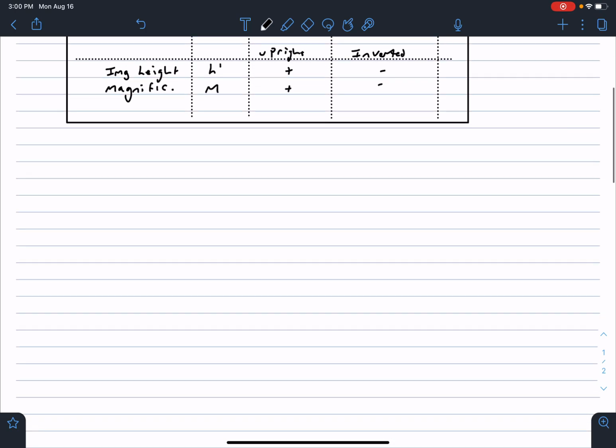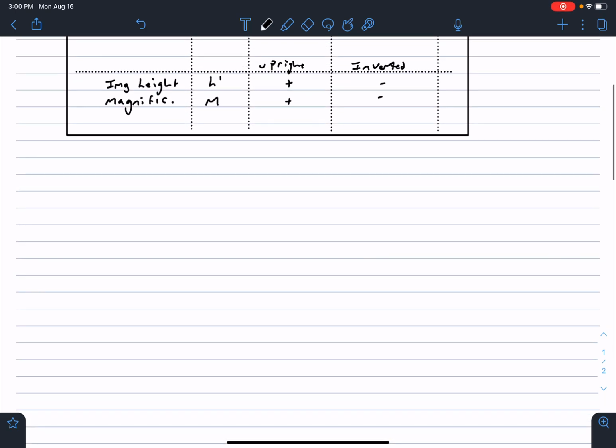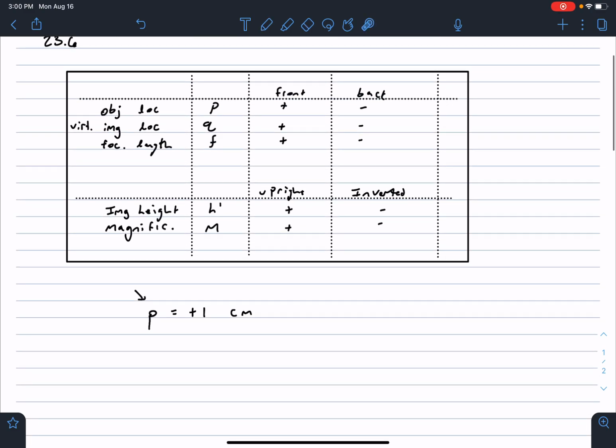Okay, so problem 6. A dentist uses a mirror to examine a tooth that is 1 centimeter in front of the mirror. So this is the object, the tooth, it's 1 centimeter in front. According to the chart, that's positive. The image of the tooth is formed 10 centimeters behind the mirror. So the virtual image location is going to be behind the mirror. That's q. q is equal to negative 10 centimeters. And then we want to determine the radius of curvature and the magnification of the image, right?